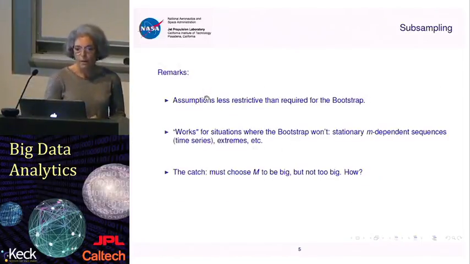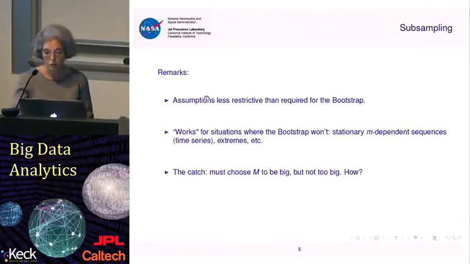So what this means is that the subsampling technique will, quote-unquote, work in the asymptotic sense in situations where the bootstrap won't. So it will work for stationary M-dependent sequences and extremes, and a lot of places where the bootstrap either doesn't work well or is really hard to use. So the catch, once again, is you have to choose M, and you don't know exactly how to do that. You might have to play some games.